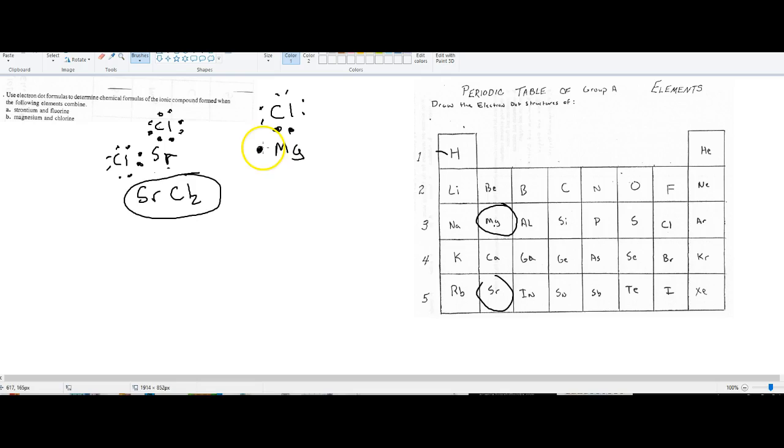Magnesium's not happy. It's still got this one sitting here that's still with it. So I'm going to put a chlorine right here. 1, 2, 3, 4, 5, 6, 7. Now I know that everybody's happy, right? Full shell, no shell at all, which is the same as having a full shell because now I'm at the next shell down. And so that's MgCl2.